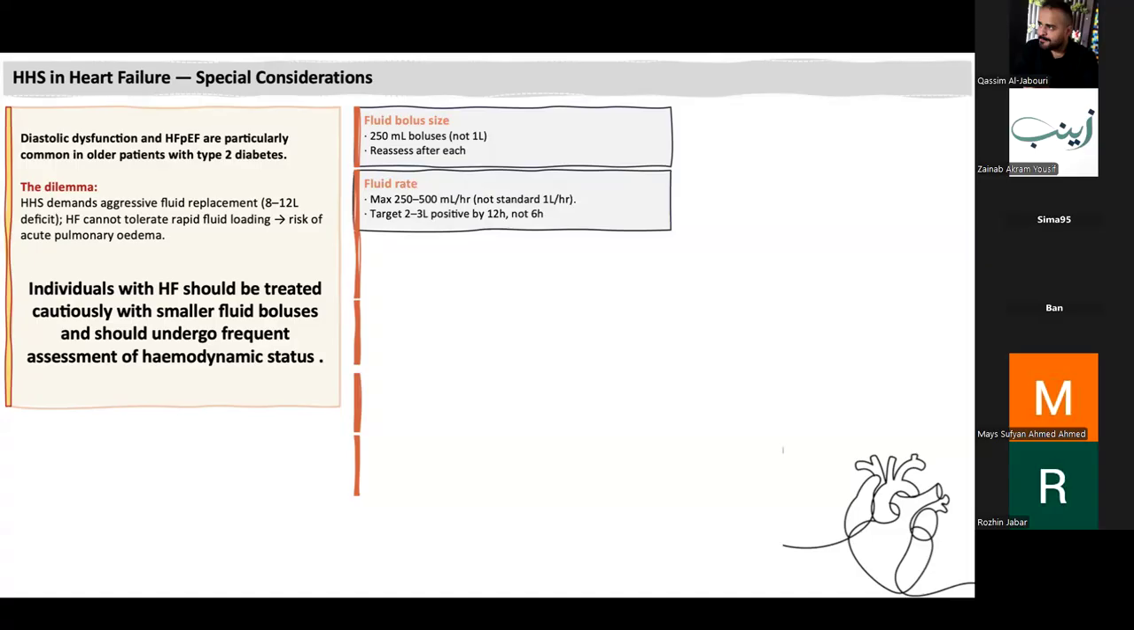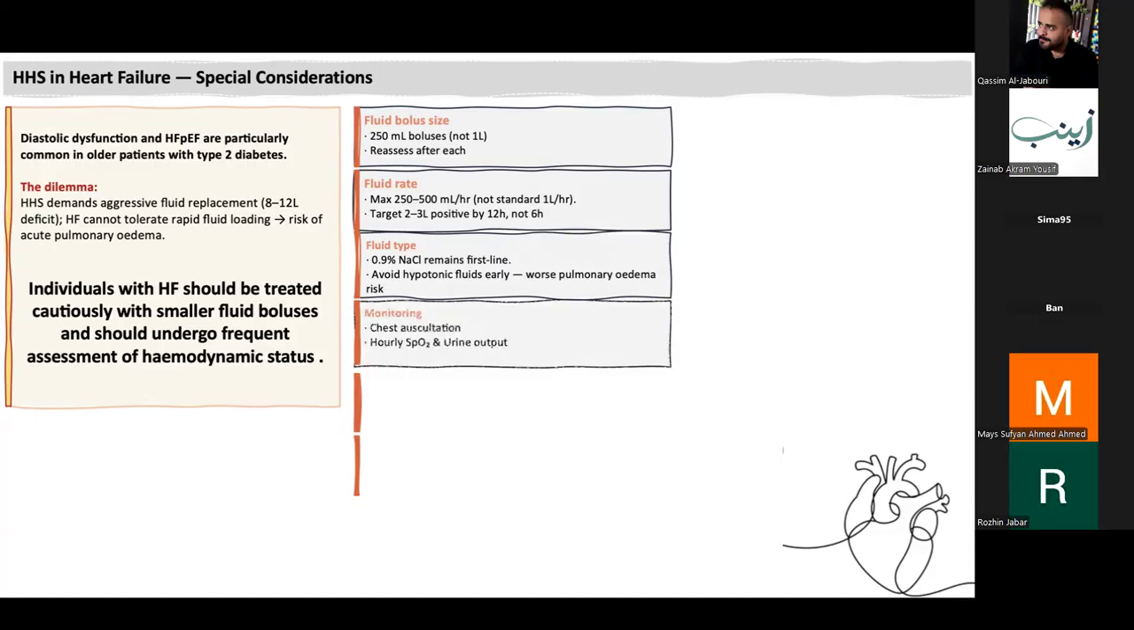But these are just arbitrary numbers. You don't have to follow them. You are guided by your patients, their clinical state, and the severity of their heart failure, and how they respond to whatever bolus you're delivering. The fluid type again is the same standard fluid type, normal saline, and we should not give hypotonic early on because the risk of pulmonary edema becomes higher because of the rapid change in osmolality and tonicity.